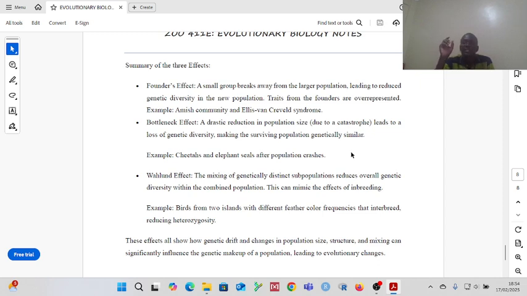Okay. So these effects all show how genetic drift and the changes in population size, structure, and mixing can significantly influence the genetic makeup of a population, leading to evolutionary changes. Okay? So because of founder's effect, because of bottleneck effect, because of Wahlund effect, all these are dealing with a small population because they are concepts within genetic drift. They will influence how the genetic makeup of a population is changing. And once the genetic makeup of a population has changed, then we are likely to have evolution. Okay? So those are the three concepts within genetic drift.